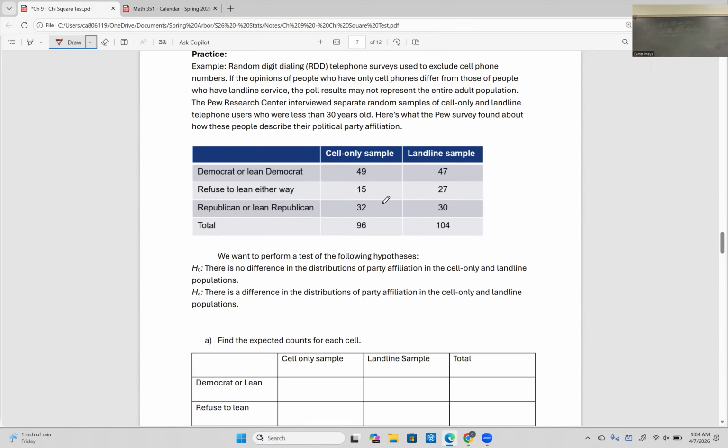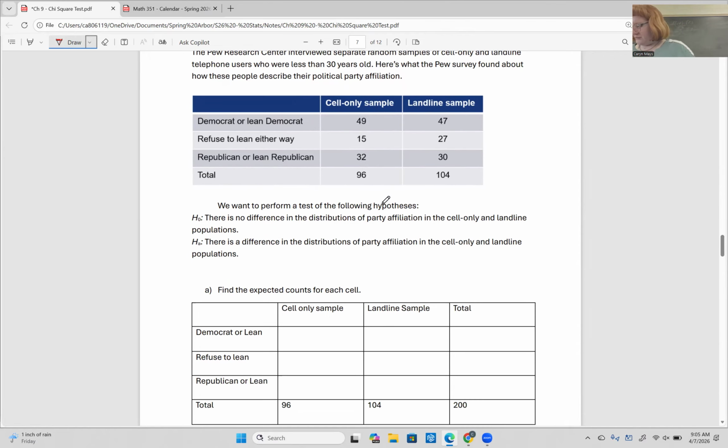So we want to test this hypothesis. Once again, in this case we have two different separate populations: those that have landline versus those that have cell phone. We want to see, are the distributions the same or different? The null hypothesis is the distributions are the same. The alternative is there is a difference. So first we want to find those expected counts.